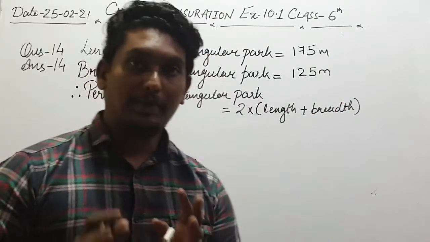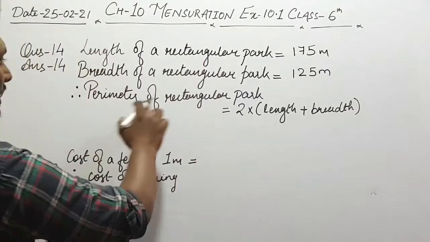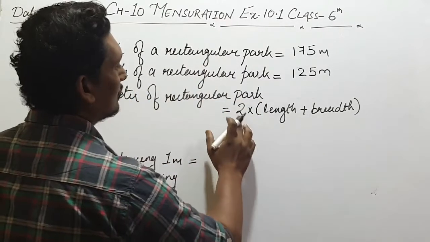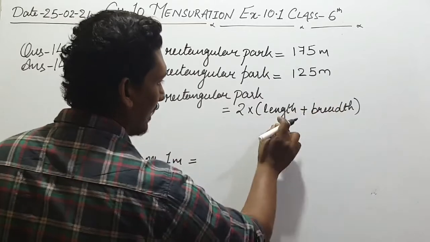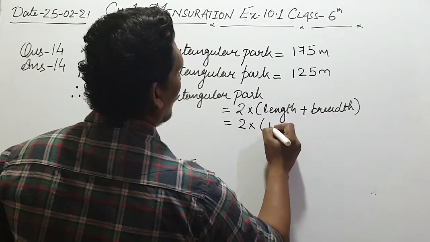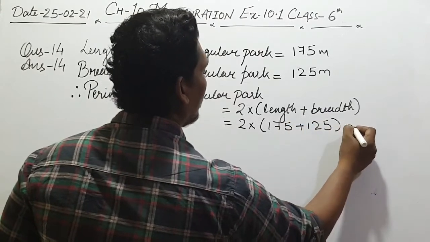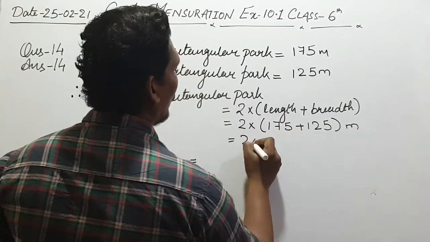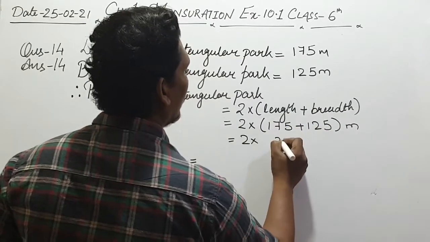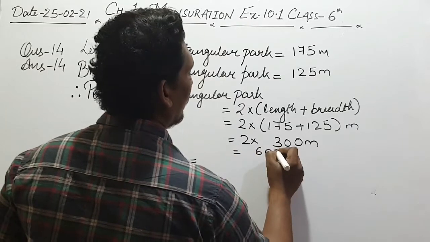Because of the fencing we have to find the perimeter. Since it's a rectangular park, the formula for the perimeter is 2 into length plus breadth. So that is 2 into 175 plus 125 meter, which is 2 into 300 meter, that is 600 meter.